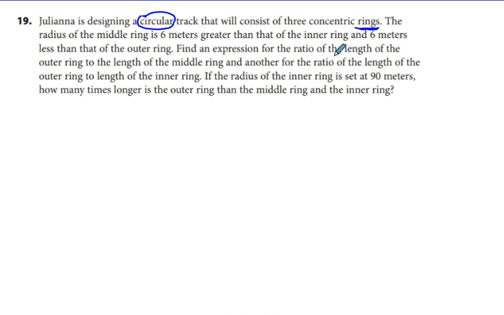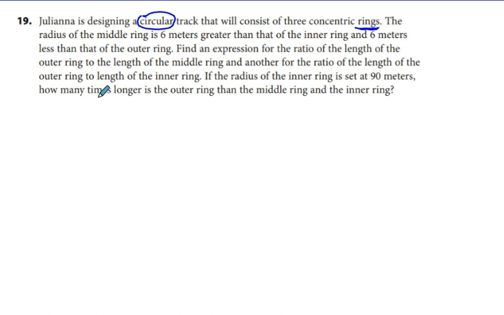Find an expression for the ratio of the length of the outer ring to the length of the middle ring, and another for the ratio of the length of the outer ring to the length of the inner ring. The radius of the inner ring is set at 90 meters. How many times longer is the outer ring than the middle ring and the inner ring? Okay, that's a lot of verbiage.